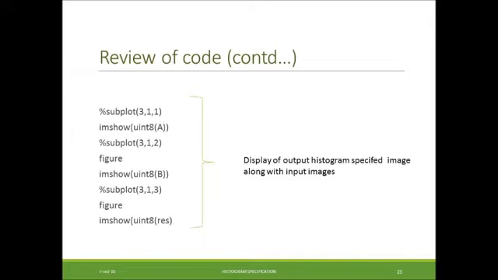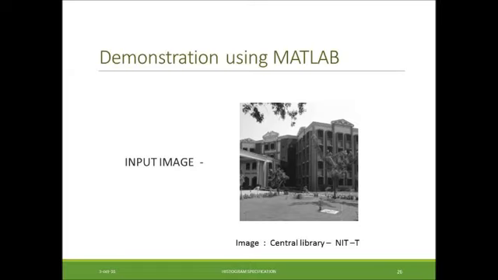Now we come to the last part of the code where all the images are plotted. That is the input image, the histogram specified image, and the output image, which is modified according to the histogram specified. Demonstration using Matlab. Now this is the input image which I have chosen. This is nothing but the central library of NATT. Now I would like to take some reference images that will transform this input image according to the histogram specified by those reference images. Let's see what is happening.